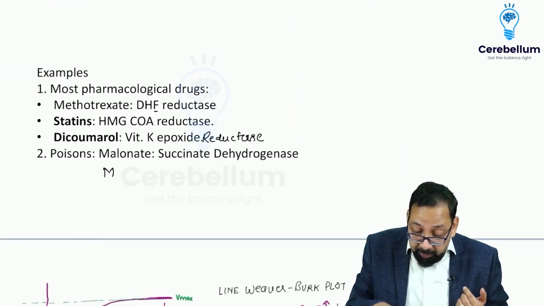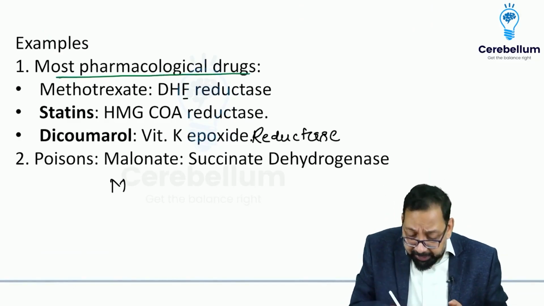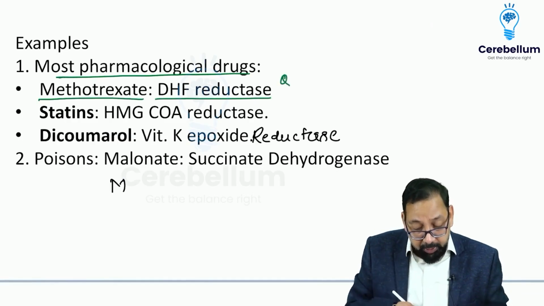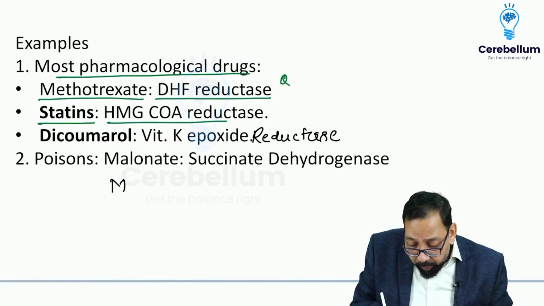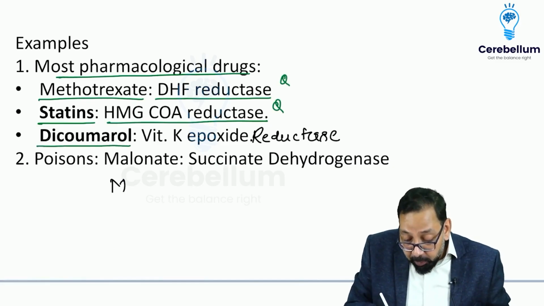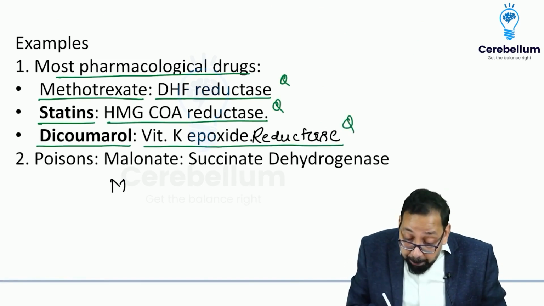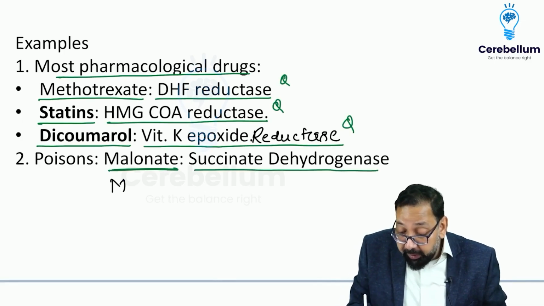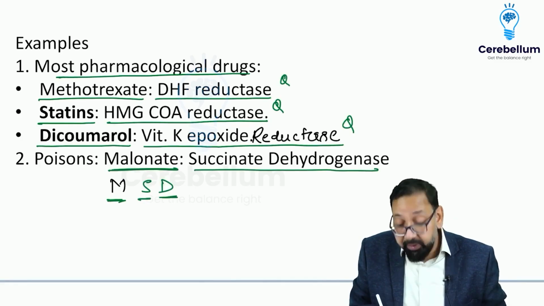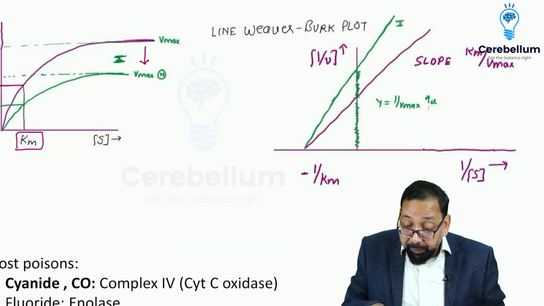Examples of competitive inhibitor: most pharmacological drugs usually inhibit competitively. Recently asked question: methotrexate inhibits dihydrofolate reductase. Question: statins inhibit HMG CoA reductase competitively. Question: dicumarol and warfarin inhibit vitamin K epoxide reductase competitively. Question: malonate inhibits succinate dehydrogenase. Mnemonic: MS Dhoni. Yes, malonate inhibits succinate dehydrogenase. Competitive inhibition.